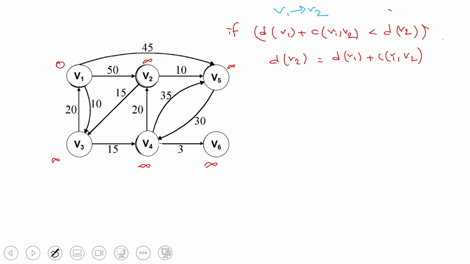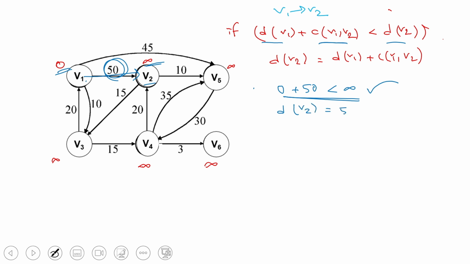Now let's come to here. What is distance of v1? Distance of v1 is 0 plus cost of v1 to v2. What is the cost here? 50, which is less than distance of v2. What is distance of v2? It's infinity. Is this statement true? Yes, it is. So distance of v2 is equal to 50. We update this value to 50. Is it okay for you?